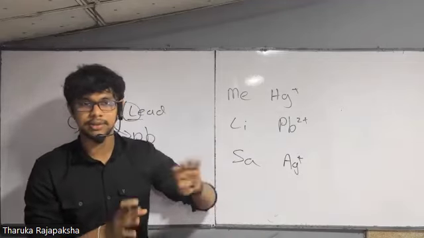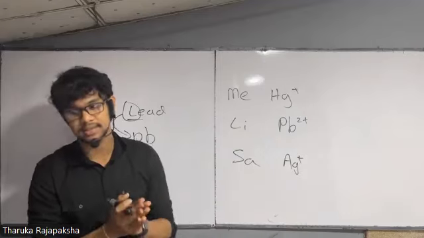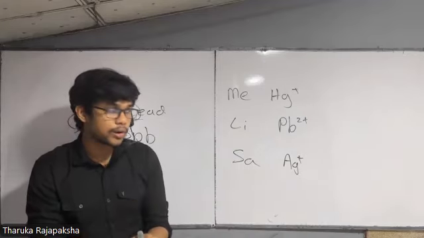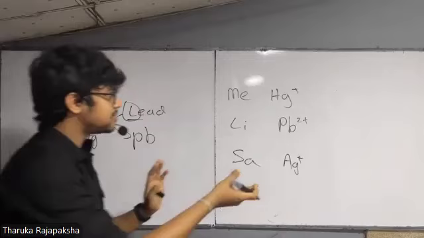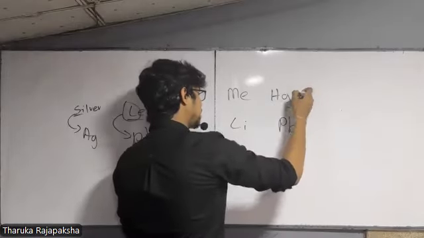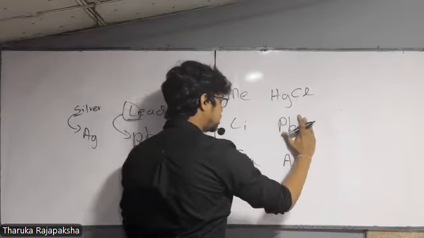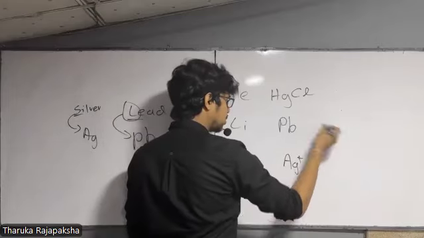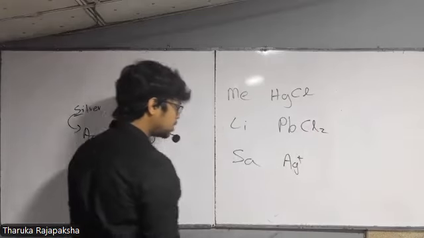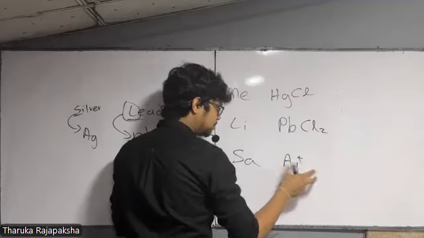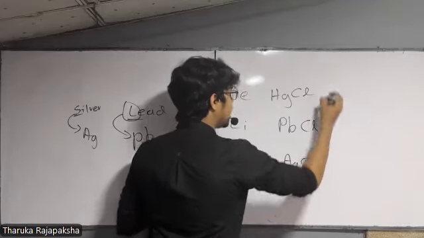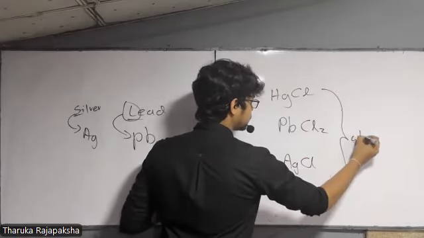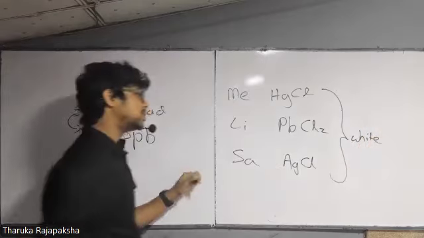So when you add dilute HCl, you get the chloride precipitates. So Hg plus, it will combine with the chlorine to form HgCl, and Pb2 plus will join with 2 chlorines to form PbCl2. Meanwhile, Sa, just Ag plus, will form AgCl. And all these 3 are white in color.